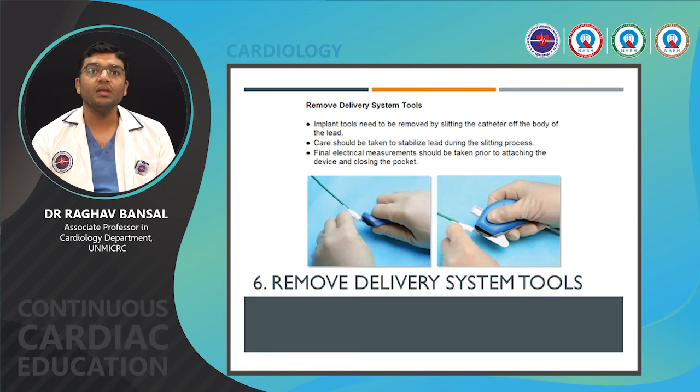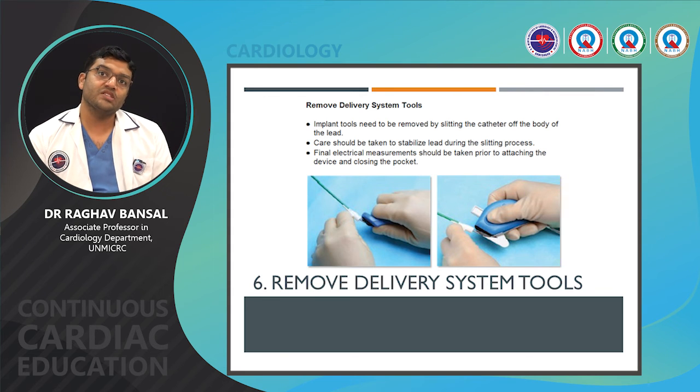So once you have an adequate lead position, you have to remove the delivery system tools. So there are 2 methods. This is the slit method which is shown above. We get a special slitter, in which we fix the lead inside the slitter and then slit away the sheath, and then the next one is the peel away catheter. Peel away sheaths are available with Abbott. They are very similar to what you do with peel away sheaths in the RV and the RA lead implant.